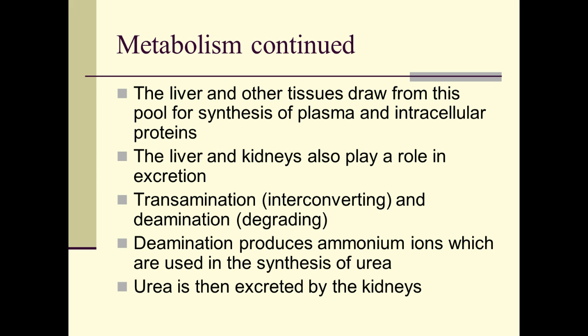We have a couple different ways of using amino acids. One of them is called transamination. That's taking one amino acid and interconverting it into something else.